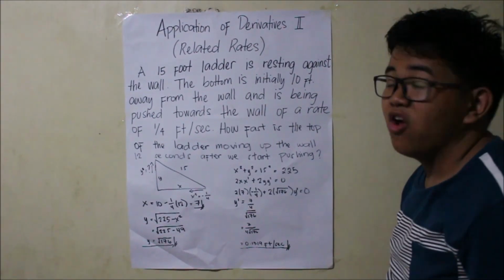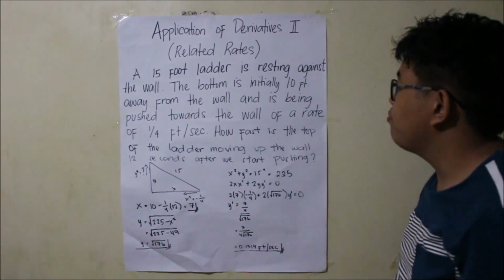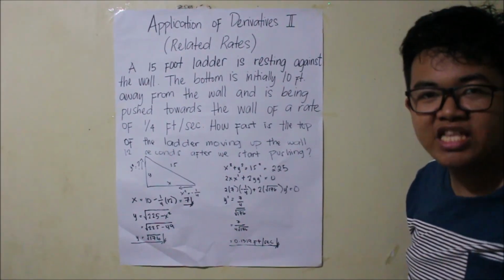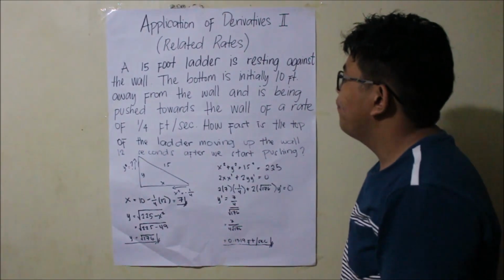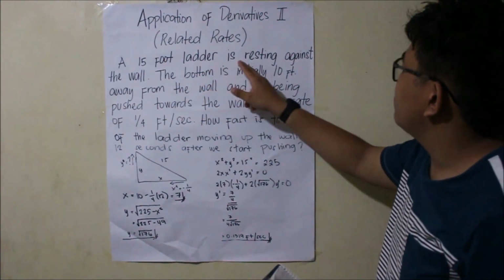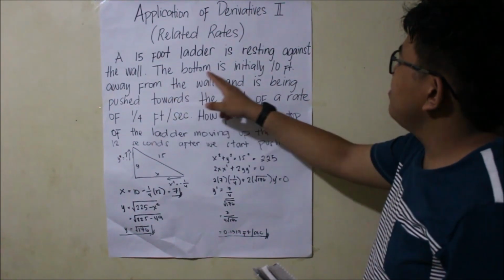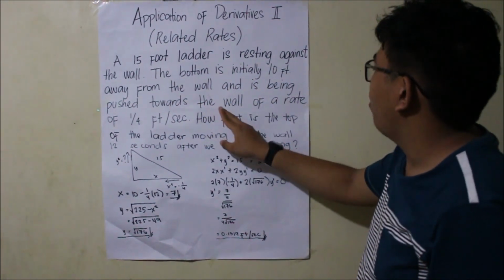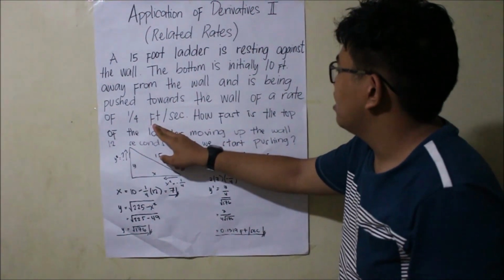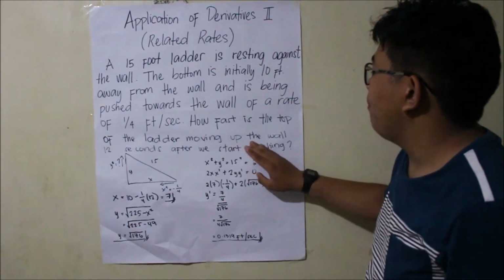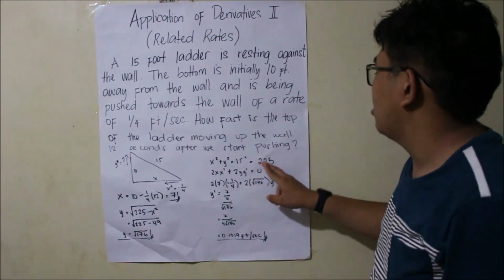Application of derivatives, related rates. So for this problem, we need to apply what we have learned from the previous lessons. First, we have the first problem. A 15-foot ladder is resting against the wall. The bottom is initially 10 feet away from the wall and is being pushed towards the wall at a rate of 1/4 feet per second. How fast is the top of the ladder moving up the wall 12 seconds after we start pushing?